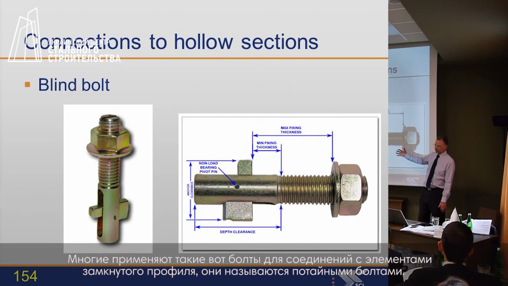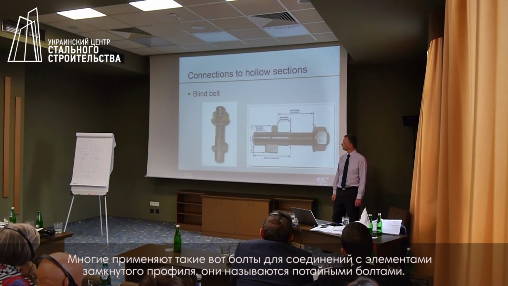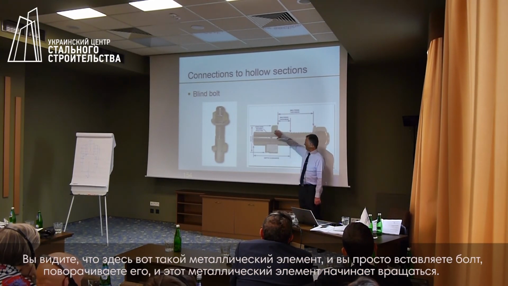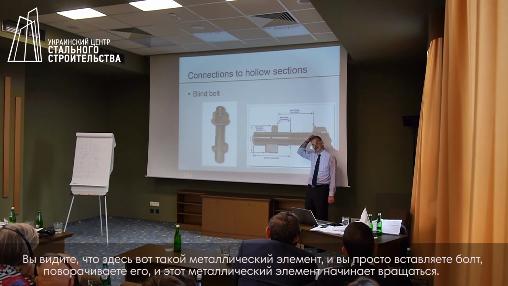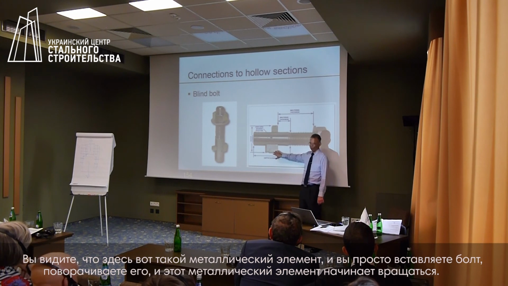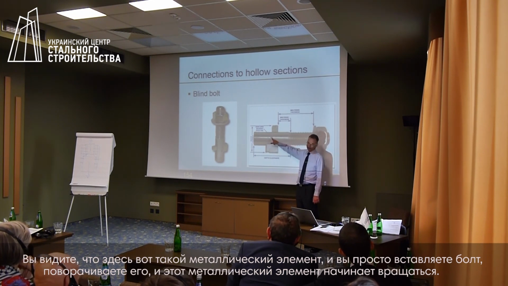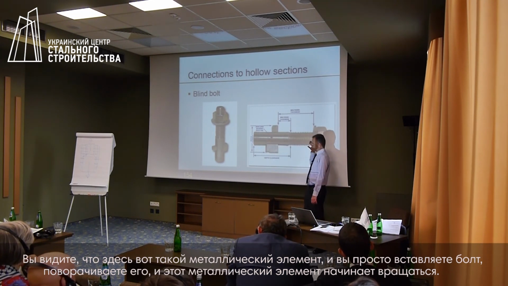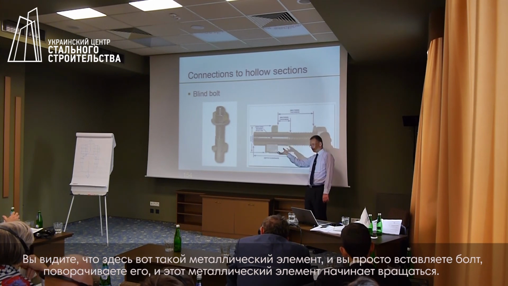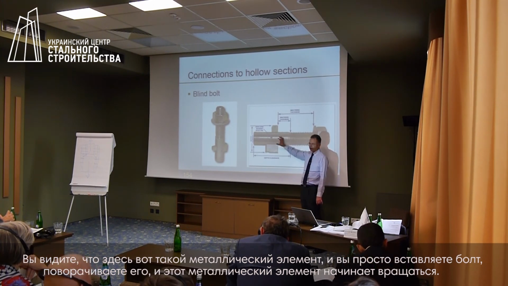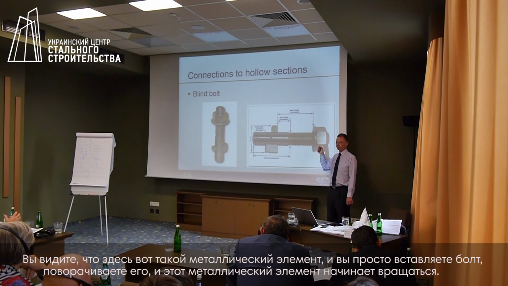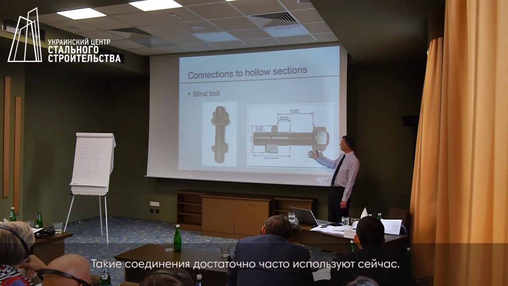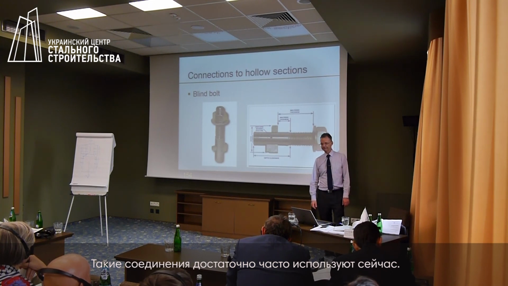Many people use these bolts in the UK for hollow sections. These are called blind bolts. So you can see that they have a piece of metal on a pivot, and you put the bolt in, turn the bolt, the piece of metal rotates, and then you can pull back against the inside of the hollow section. So these are in quite common use now.